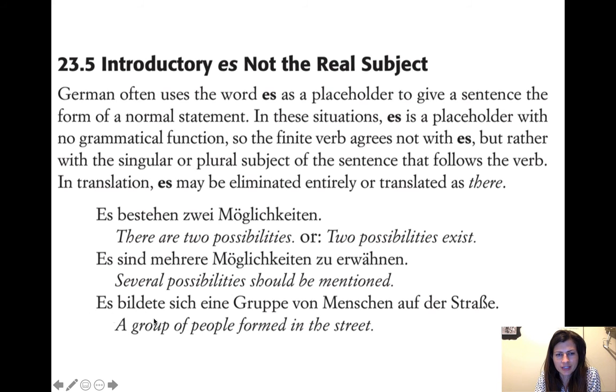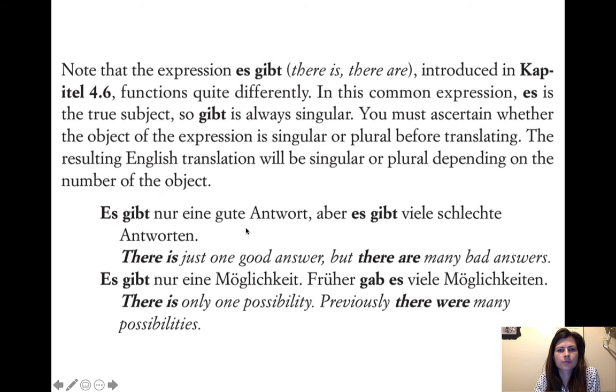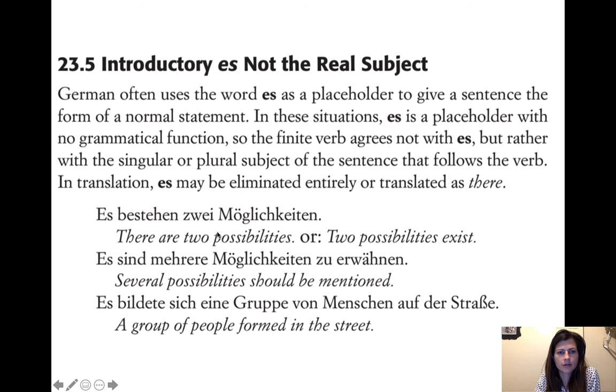So it's like, what does that even mean? It formed itself. It's sort of a passive thing, like a group of people formed the street, or a group of people was formed in the street. Yeah. So when you see something like this, an es that seems to not really translate or refer to anything, just leave it out, and you can just take whatever is after the verb and make that the subject. So in all these you have zwei Möglichkeiten, mehrere Möglichkeiten, eine Gruppe von Menschen auf der Straße. All of these things after the verb end up being subject in the translation. And you can say, yeah, there are, or just use the thing afterwards.